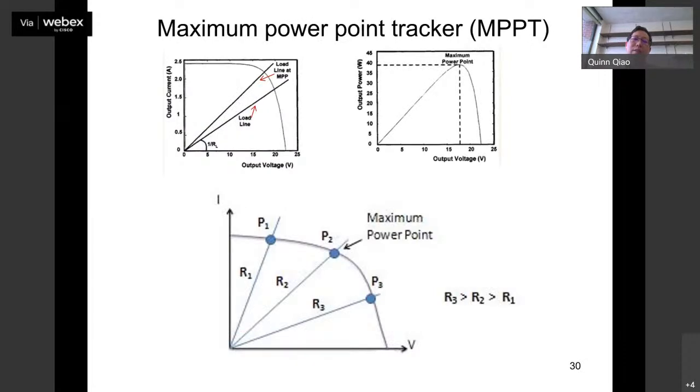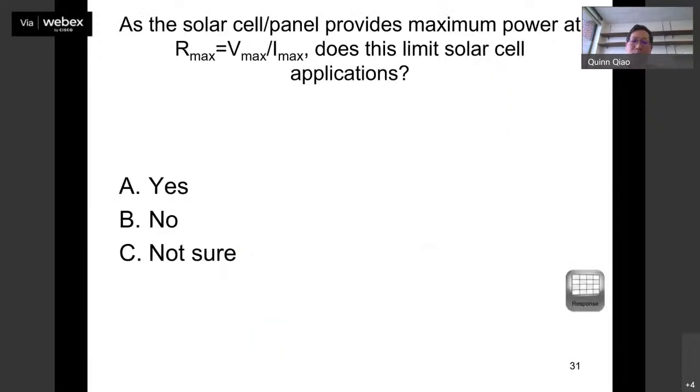That also answers the question. You have to track the maximum power point. The tracker basically works the same way. There's a question here that I'm going to skip.